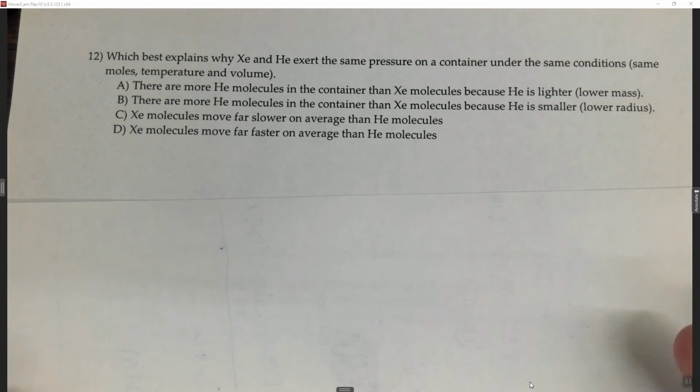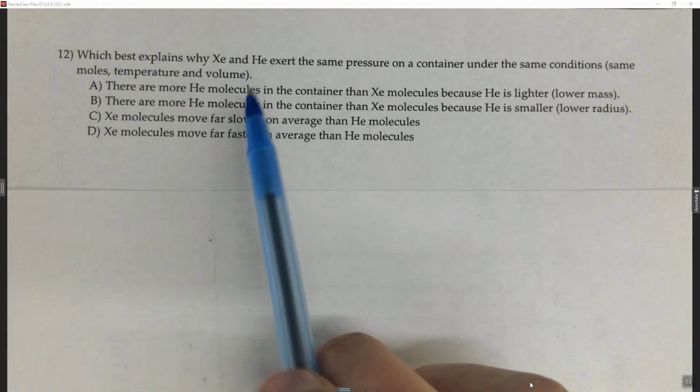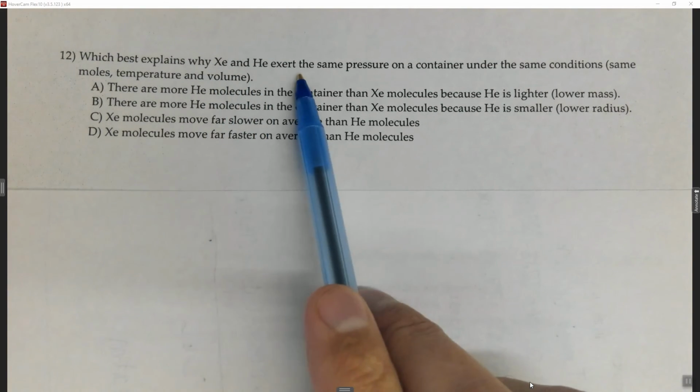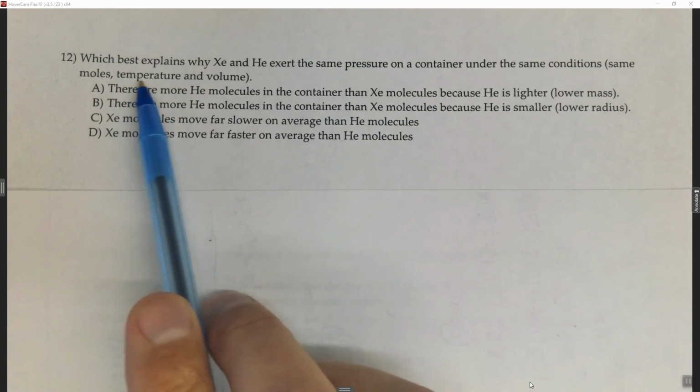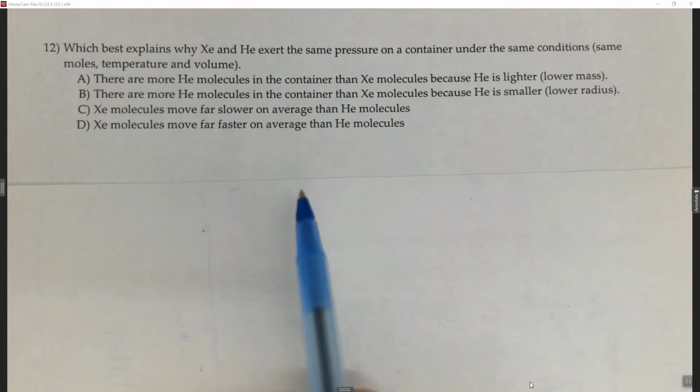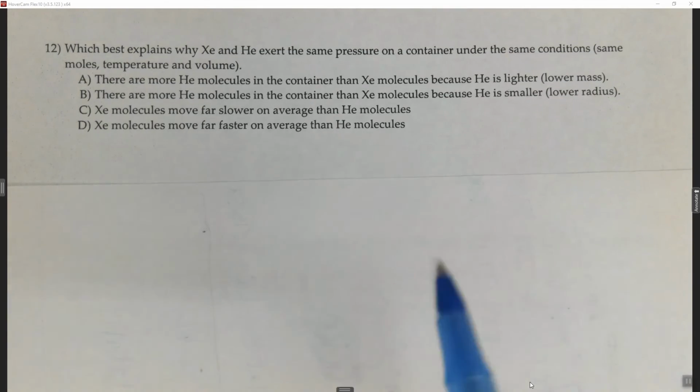So if you didn't see the previous video, that would be a good place to start. It says which best explains why xenon and helium exert the same pressure on a container under the same conditions. So the same number of moles, temperature, and volume. All right, so why did the two molecules exert the same amount of pressure?